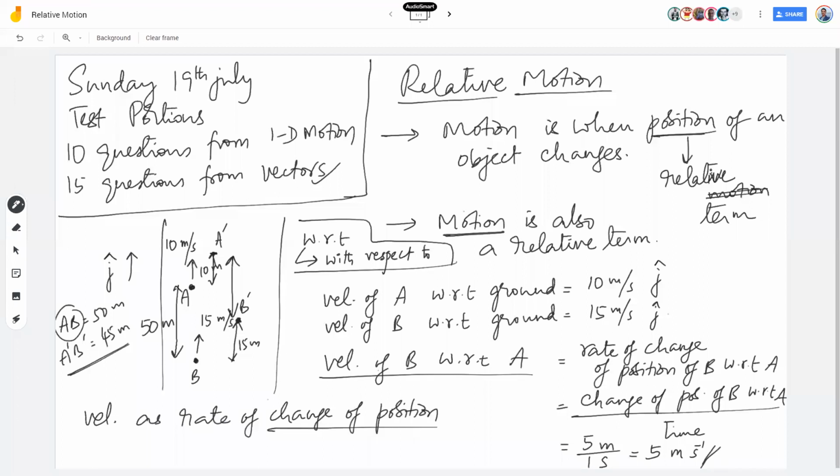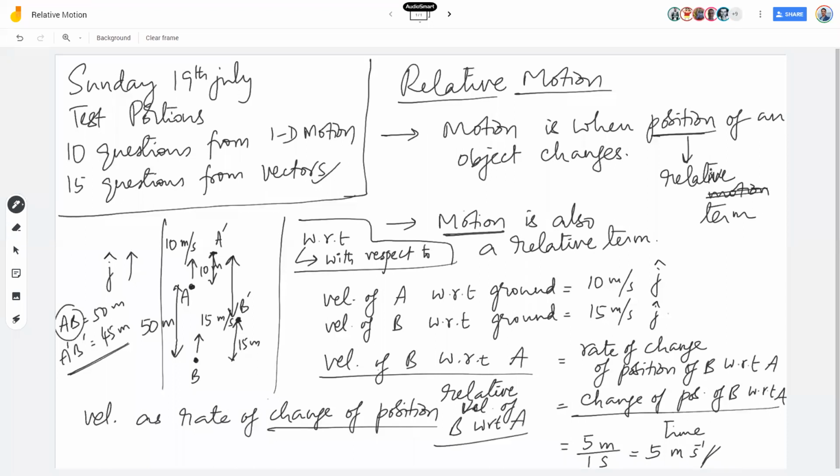Velocity of B with respect to A is what is called as relative velocity of B with respect to A. Understood or not? Velocity of B with respect to A is called relative velocity of B with respect to A. It's just another term. Did you understand this concept or not?